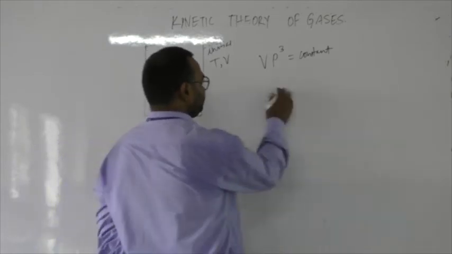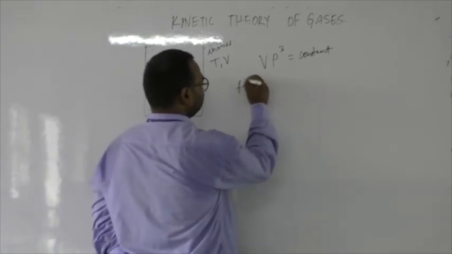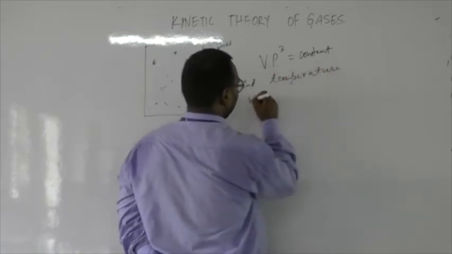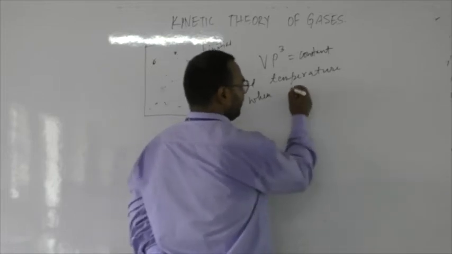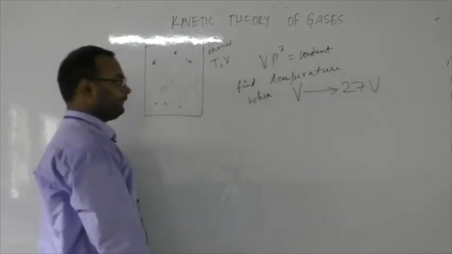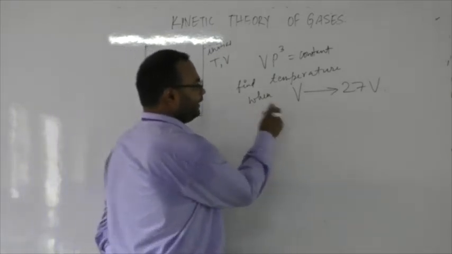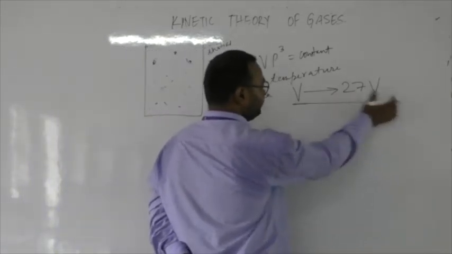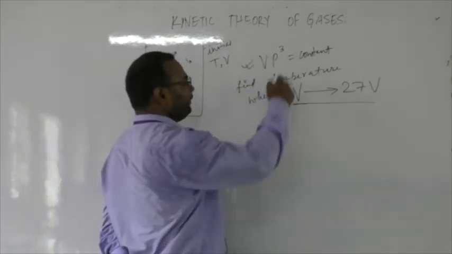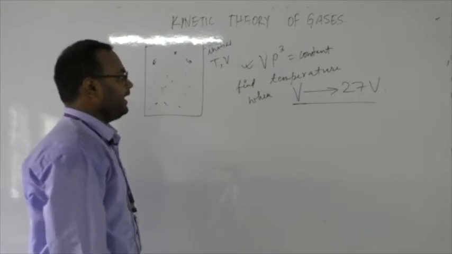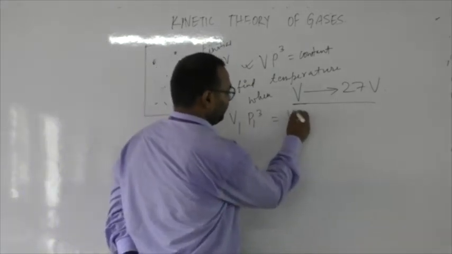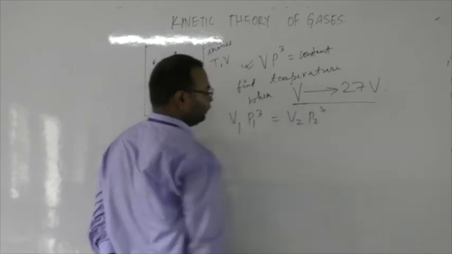And now you have to find the temperature when the volume of the gas is taken from V to 27 V. That means you have to find the temperature when the volume is expanded from V to 27 V, and the equation followed by the gas is V P cube equals constant. If that is given, then you can say that V1 P1 cube equals V2 P2 cube.